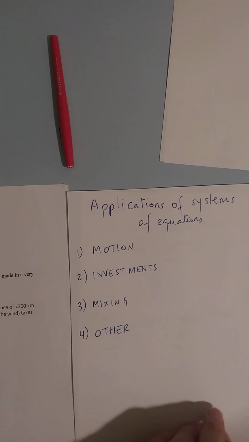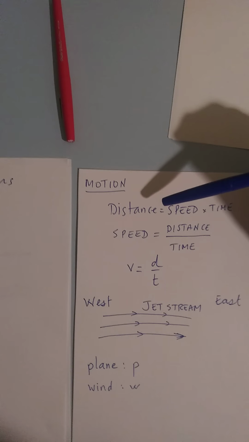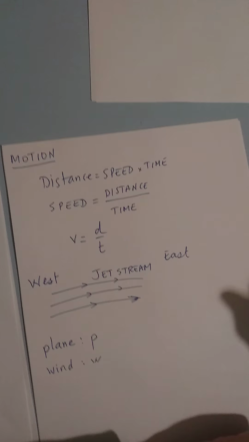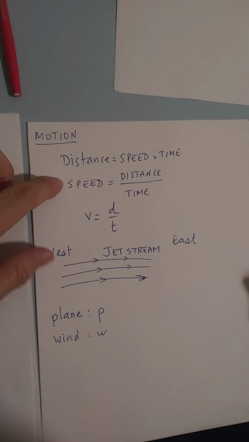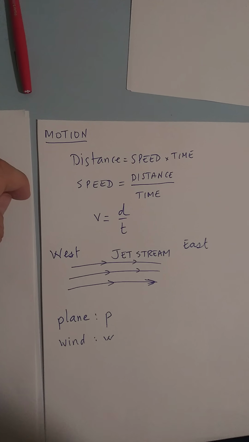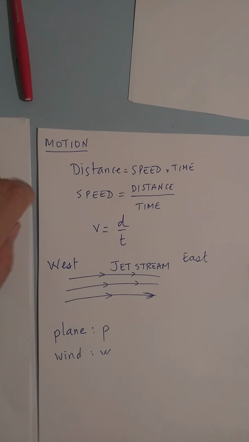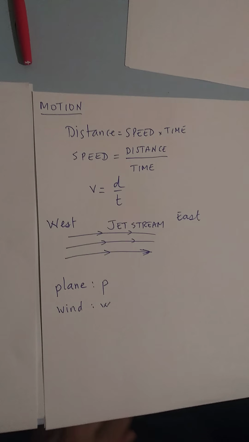So for the motion, one of the most important formulas is this: distance equals speed multiplied by time, from which the speed equals distance divided by time. Or if we use the letter V for speed, V equals D over T. We're going to be using this formula.